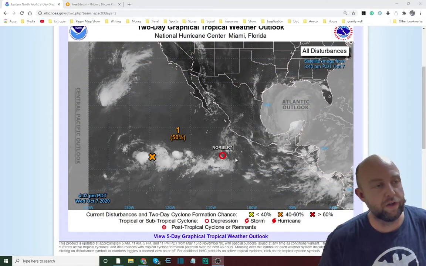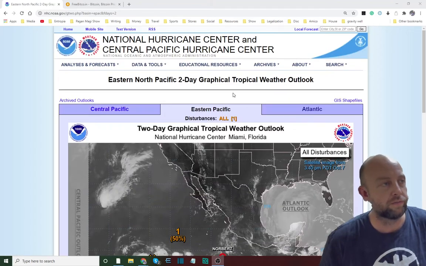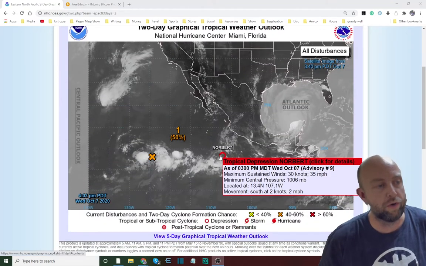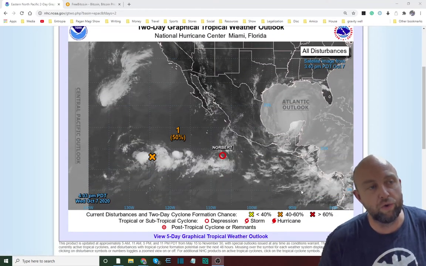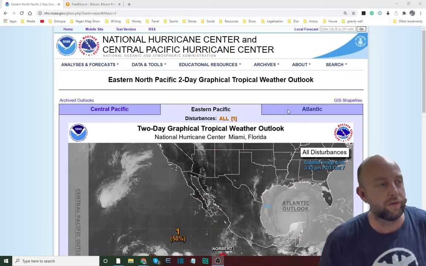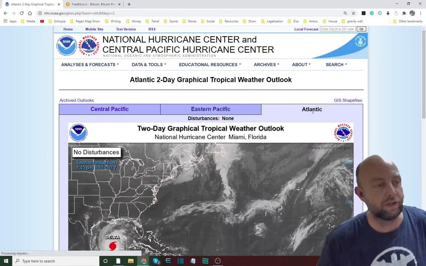Right, here we have the file from NOAA, and they're showing a storm, Norbert, which is probably going to start orbiting around the gravity well in the Gulf of Mexico, if I had to anticipate its pattern. And let's go on to the Atlantic.